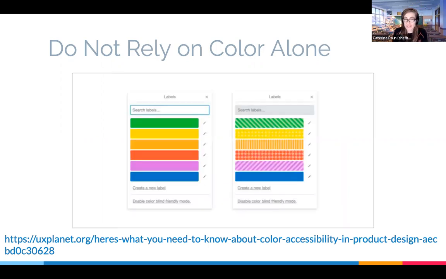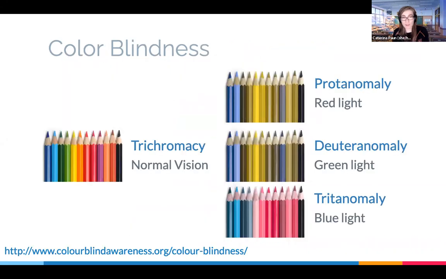Another example of this is Trello. If you're someone who can perceive the green and the yellow, orange, and all of these colors, you're good, but some people can't. And so adding texture is going to allow them to potentially see the differences between those different colors. Another thing to keep in mind, going back to this, depending on the color scheme that you pick for your website, sometimes you might decide to pick red and green.